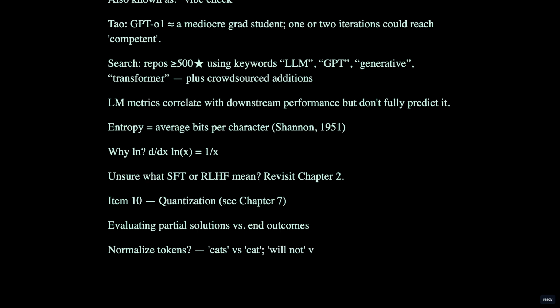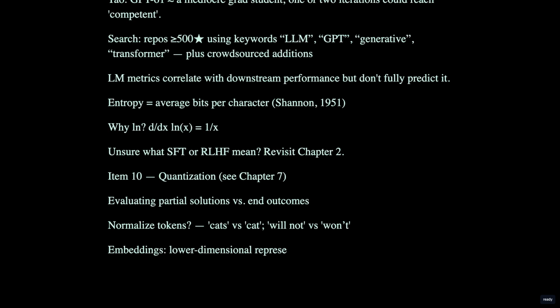Decide whether to normalize word forms or expand contractions when pre-processing. Treating variations like cats versus cat, or will not versus won't as one token, or many, changes vocabulary size, token counts, and how well the model generalizes.